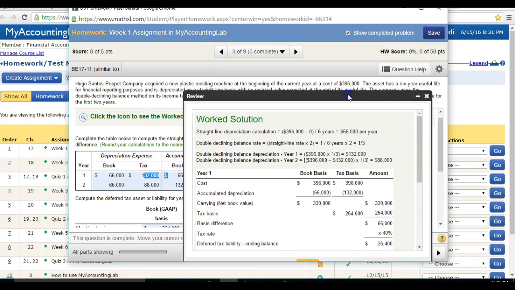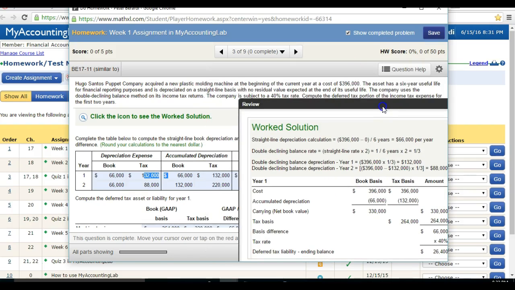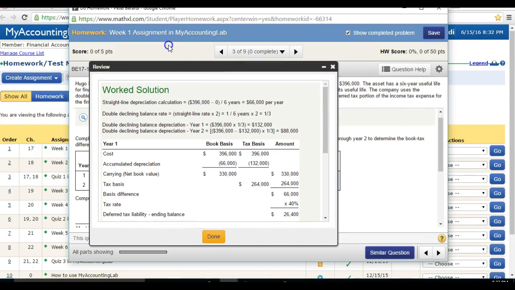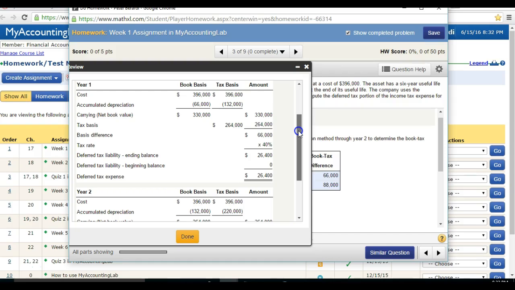So, in year one, we basically have the $396,000 cost, accumulated depreciation of $66,000. The carrying book value is $330,000. Per the tax basis, it's the same cost, but our depreciation is going to be $132,000, which gives us a tax basis of $264,000. The difference is $66,000 times 40%, which equals our deferred tax liability. That's also our deferred tax expense, $26,400.